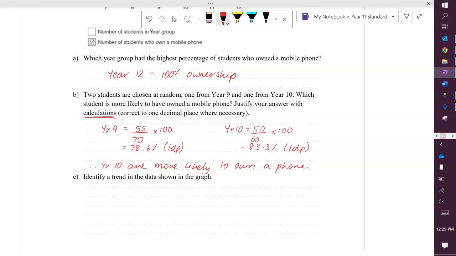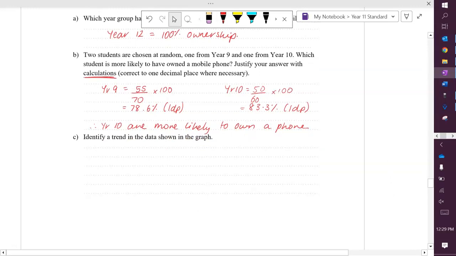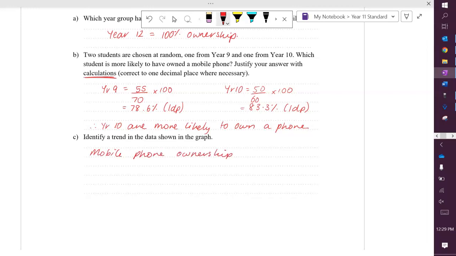And the last question says, identify a trend in the data shown in the graph. All that we were looking for here was saying that our mobile phone ownership increases, and there is a dip, and that's okay, but we want to talk about the overall trend. So it increases as students progress through from year 7 to year 12. And that was as simple as it was to get that last mark.